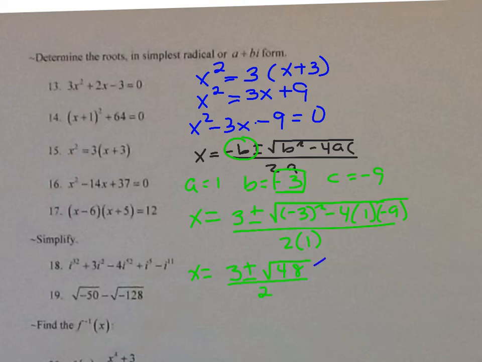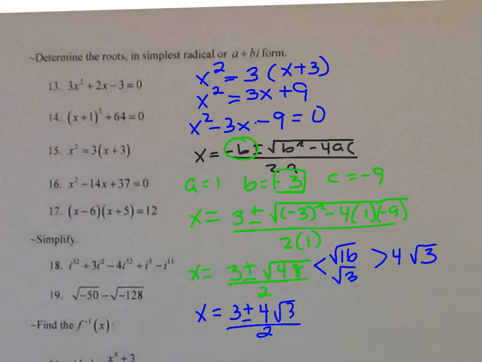All right, so now we need to simplify. So we have the square root of 16 times the square root of 3, which is 4 the square root of 3. So I have x equals 3 plus or minus 4 the square root of 3, all over 2. I cannot reduce it further. Nothing simplifies, so that's my final answer.